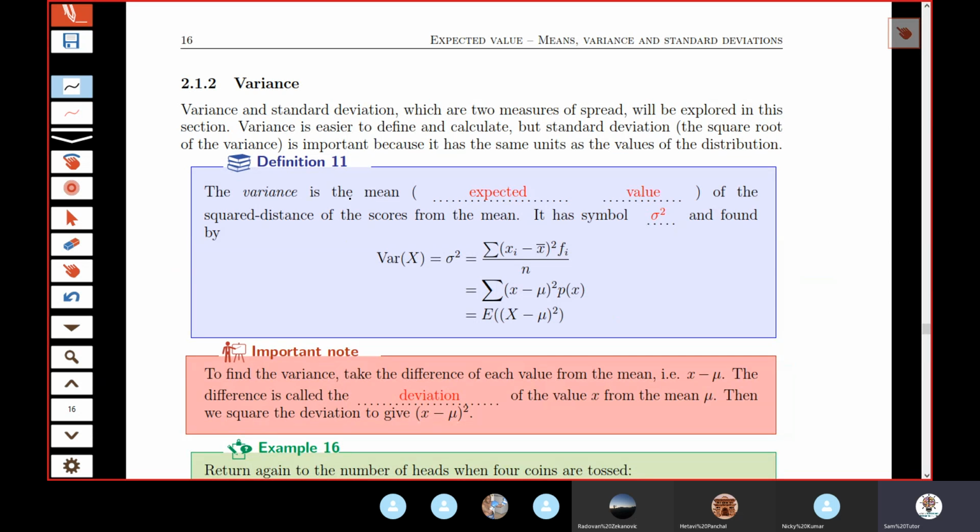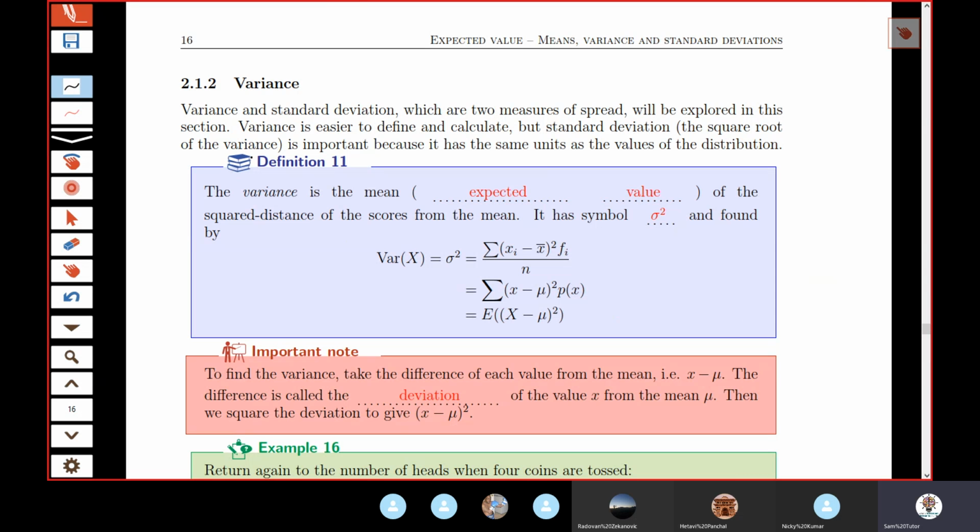Variance. Variance and standard deviation, which are two measures of spread, will be explored in this section. Variance is easier to define and calculate. Standard deviation, however, is just going to be the square root of the variance.